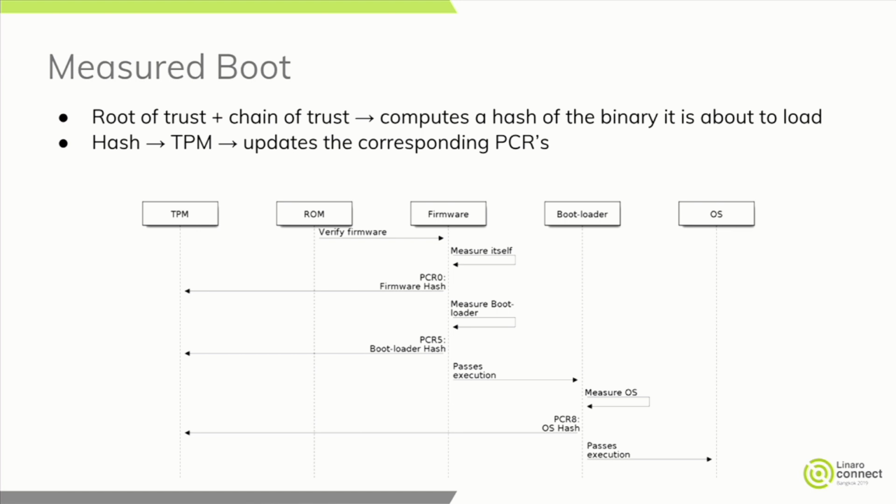And then the firmware measures, or takes the hash of, the next bootloader that it's going to load and sends that PCR value to the TPM. And that's how it goes on for each and every boot stage.